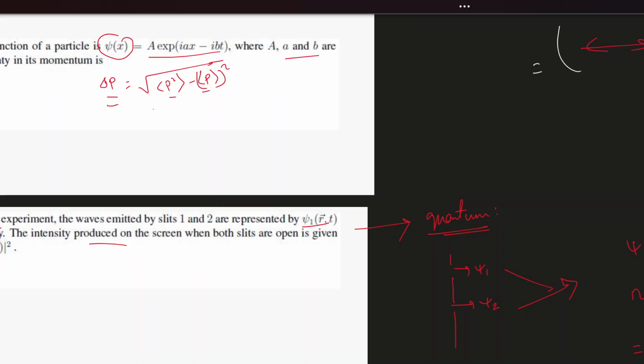Now this will not be like a simple a plus b whole square, but because they are quantum mechanical wave functions, it is psi 1 whole mod square plus psi 2 whole mod square, and then there will be coupling terms like psi 1 star psi 2 plus psi 2 star psi 1. Now these terms come because of the interference of waves from individual slits, and in the quantum mechanical sense this interference term is not equal to 0.